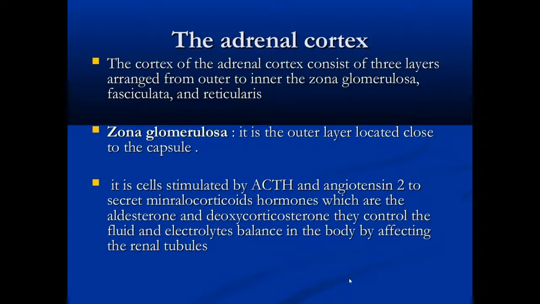The cortex of the adrenal gland consists of three layers, arranged from outer to inner: the zona glomerulosa, fasciculata and reticularis. Zona glomerulosa is the outer layer located close to the capsule. It is stimulated by ACTH and angiotensin 2 to secrete mineralocorticoid hormones, which are aldosterone and deoxycorticosterone. They control the fluid and electrolyte balance in the body by affecting the renal tubules.